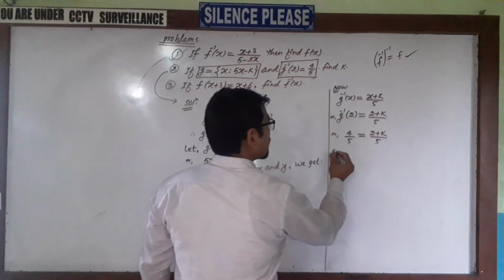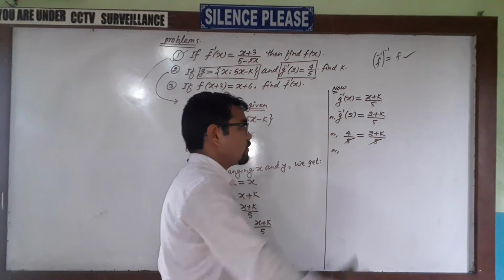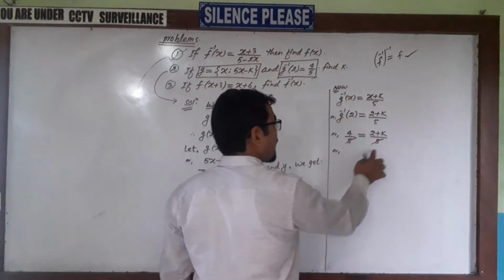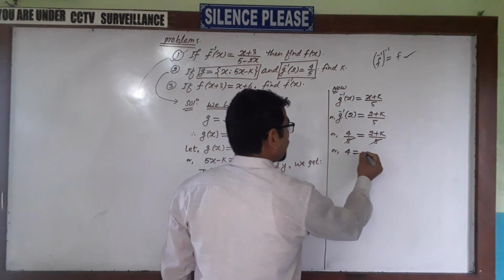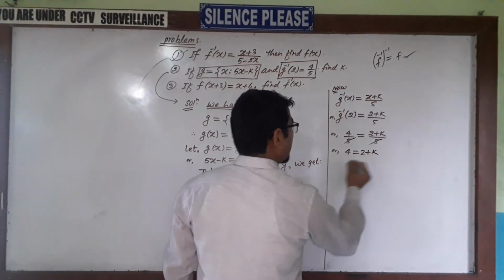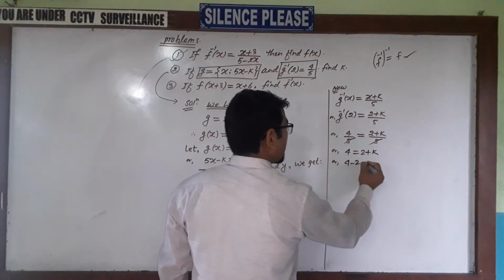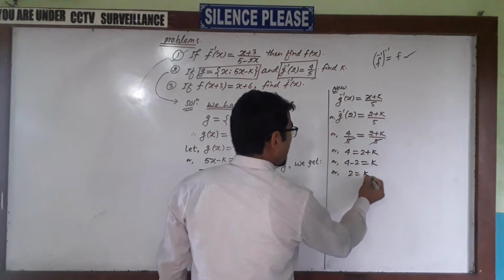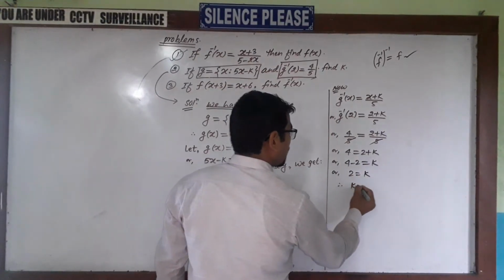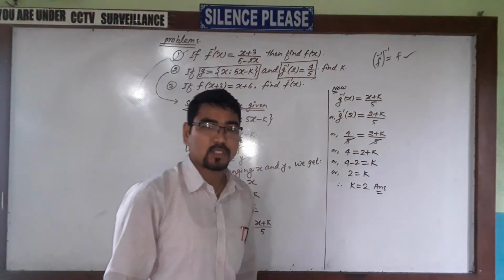We can cut this 5 down, or do cross multiply also. We can cut both 5s downside. So here 4 is equal to 2 plus k. So k is 4 minus 2, which is equal to k, or 2 is equal to k. Therefore k is equal to 2 is the answer. So this is the complete solution of this question.